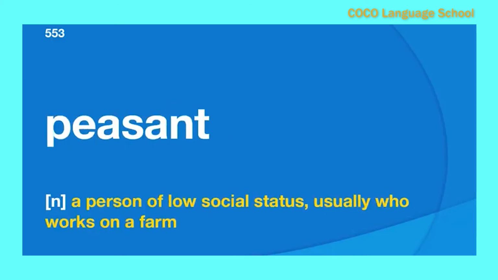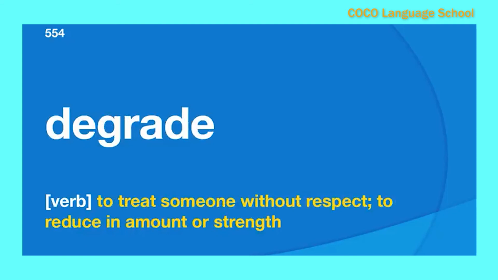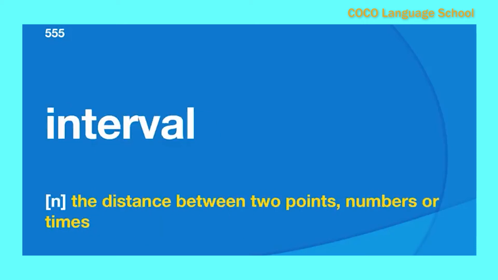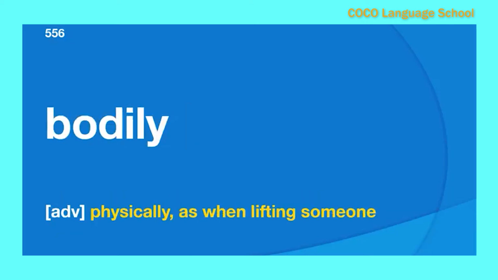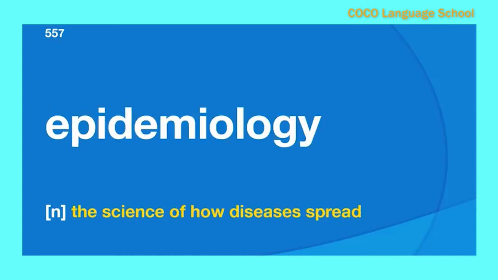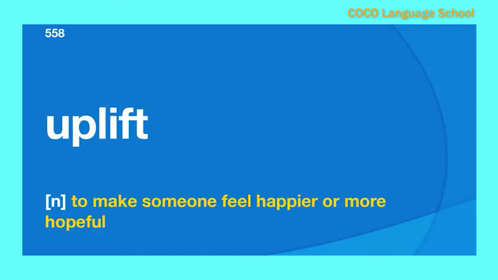A person of low social status, usually who works on a farm. Peasant. To treat someone without respect, to reduce in amount or strength. Degrade. The distance between 2 points, numbers or times. Interval. Physically, as when lifting someone. Bodily. The science of how diseases spread. Epidemiology. To make someone feel happier or more hopeful. Uplift.